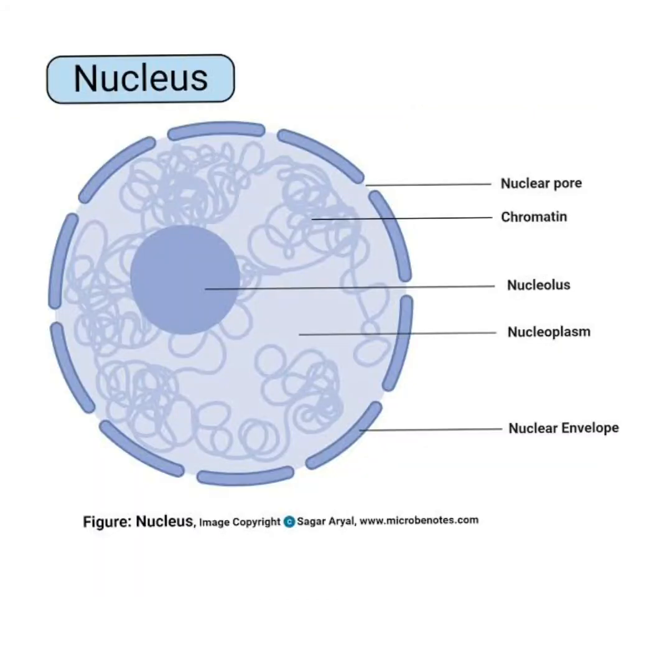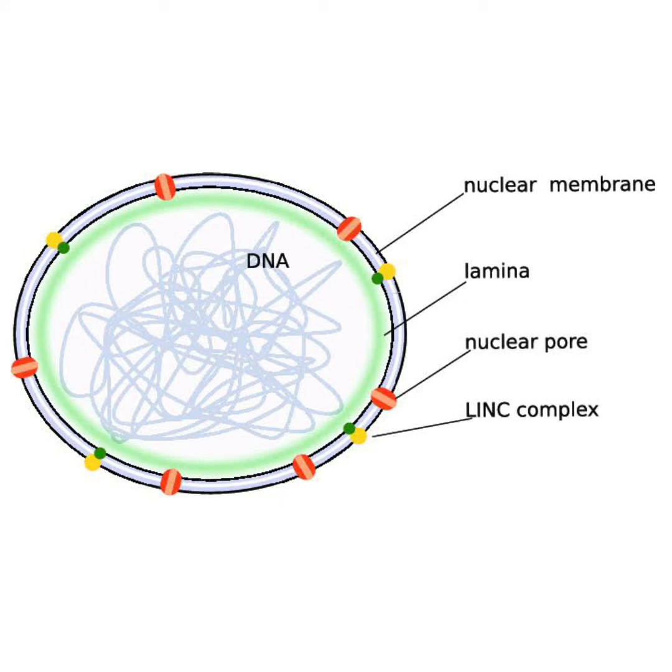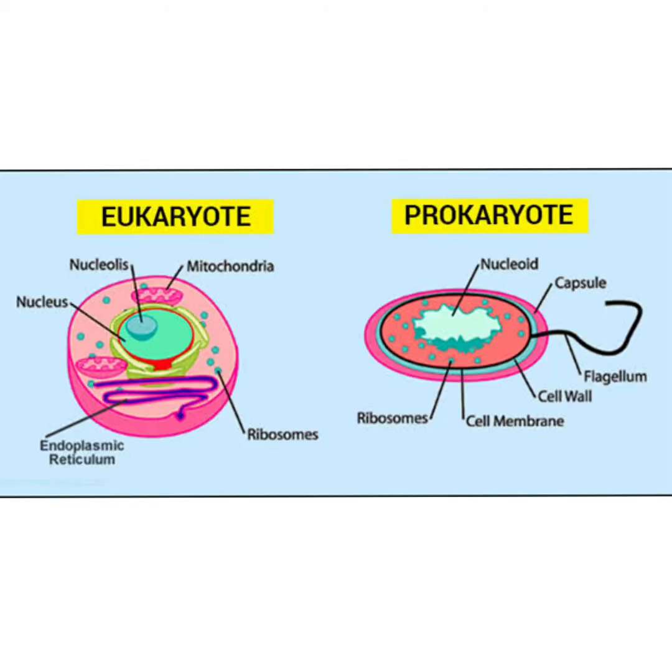Functions of nucleus. The nucleus controls all metabolic activities of the cell. It regulates the cell and it is concerned with the transmission of hereditary traits from the parent to offspring. On the basis of presence or absence of a well-defined nucleus and nuclear membrane, organisms can be classified into two. They are prokaryotes and eukaryotes.